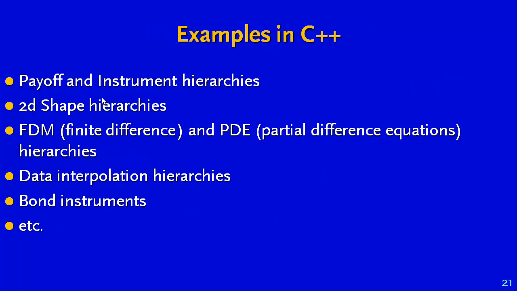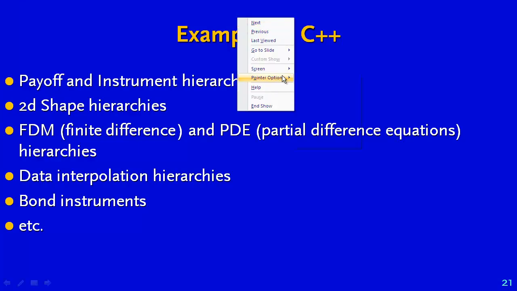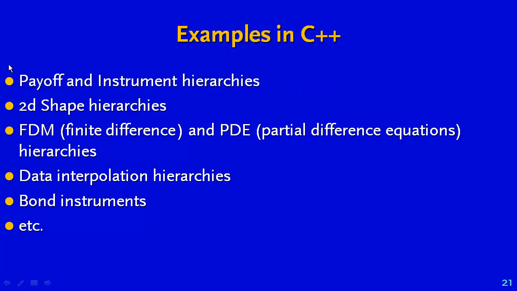Okay, so let's take some examples, and later on when we get to the computational finance part of the course, you'll see some more real life things. So here, for example, I have a payoff hierarchy. At the very top level you have an abstract payoff class, which is a superordinate. At the middle level you have call payoffs, possibly put payoffs, and at the lowest level you'll have real life objects.